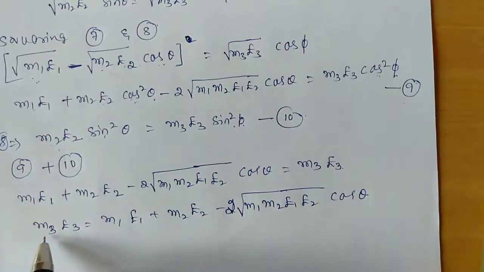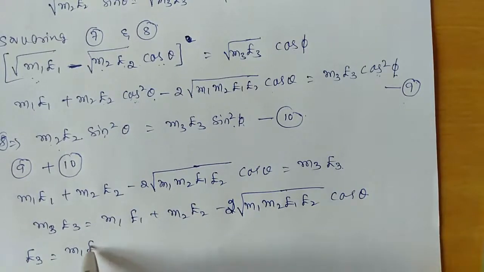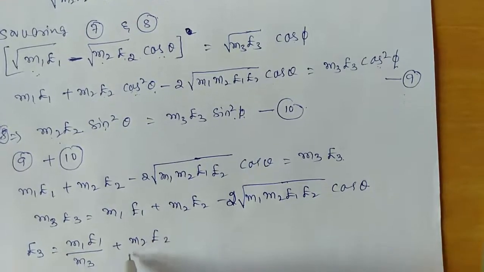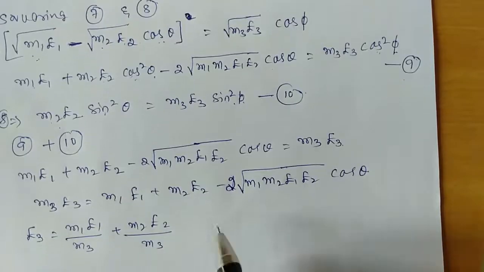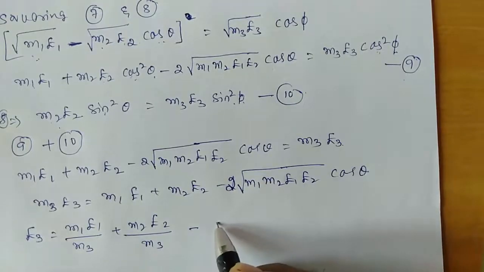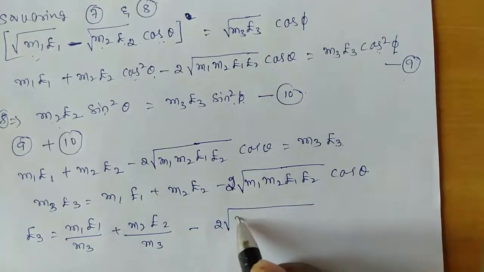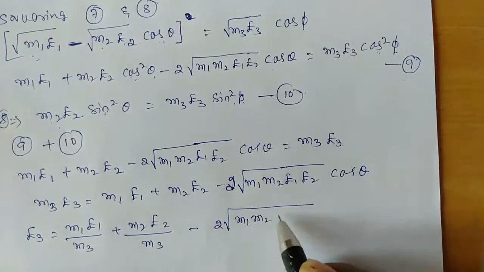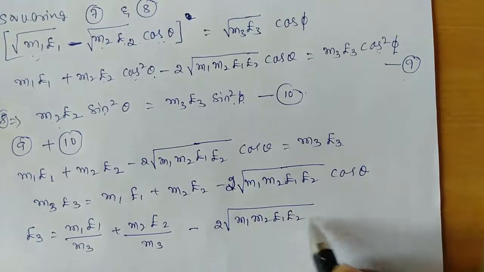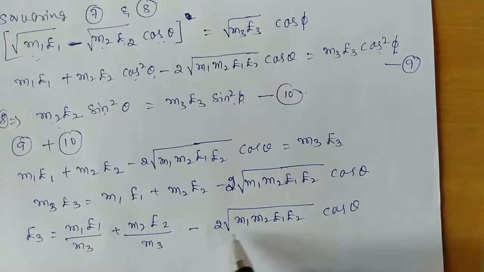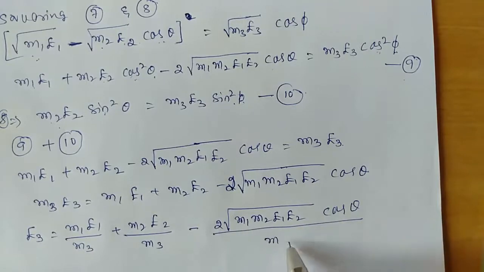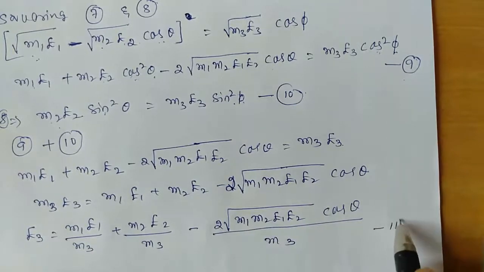Now I'll divide this entire equation by m3 so that we can get e3, which is equal to m1 e1 divided by m3, plus m2 e2 divided by m3, minus 2 into square root of m1 m2 into e1 e2 into cos theta, the whole divided by m3. I'll take this as equation number 11.